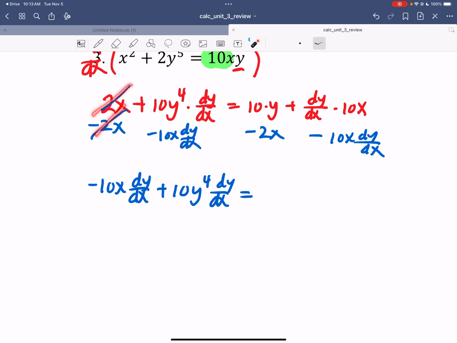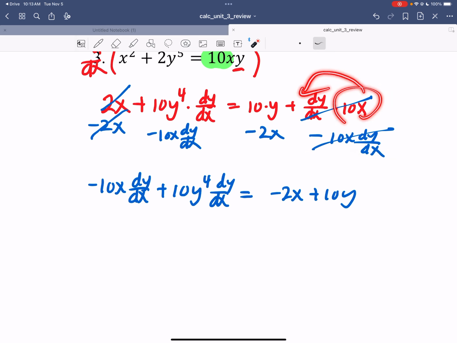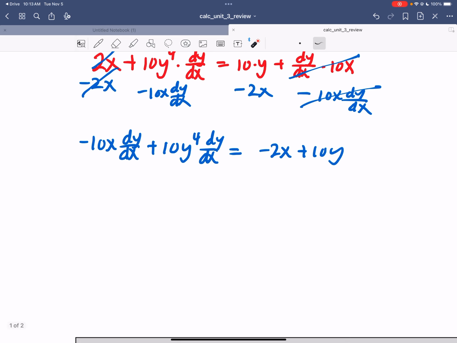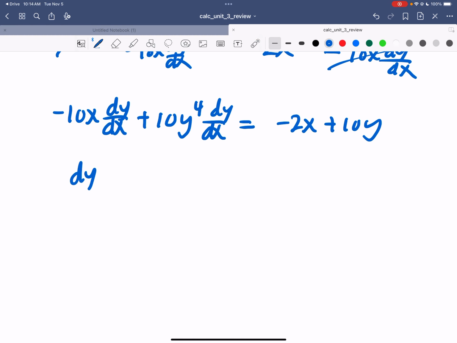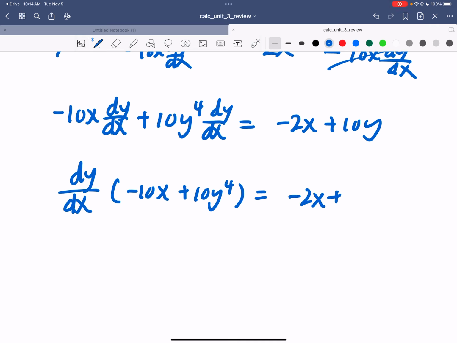So I just crossed this one out. I just wrote this one like this, okay? Negative 2x plus 10y. I just copied this one down. And this disappears, as you can see. Well, if you were not sure where I got the 10x, I just put this one here first, okay? And as you can see, we can factor out dy dx, right? So I'm going to factor out dy dx, and I have negative 10x plus 10y to the fourth power is equal to negative 2x plus 10y.